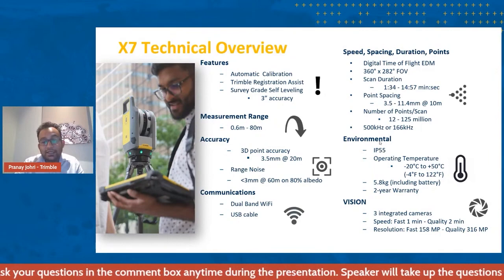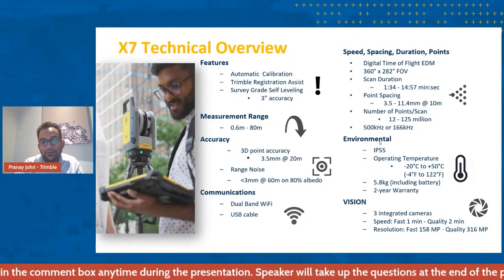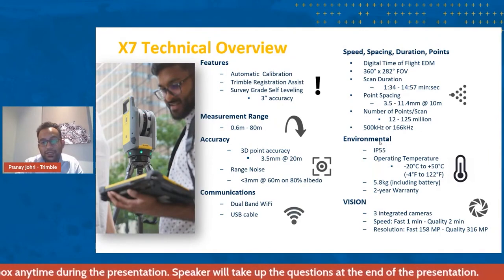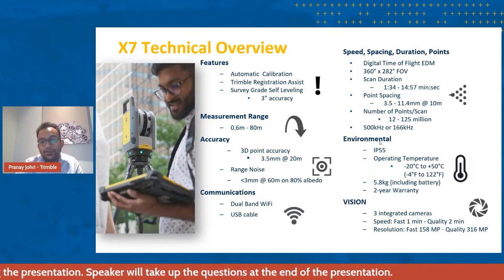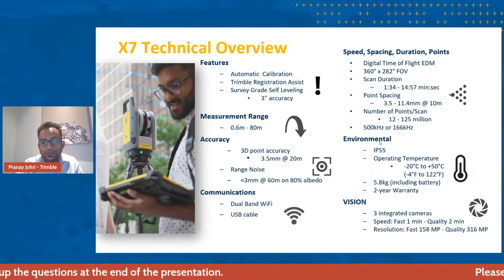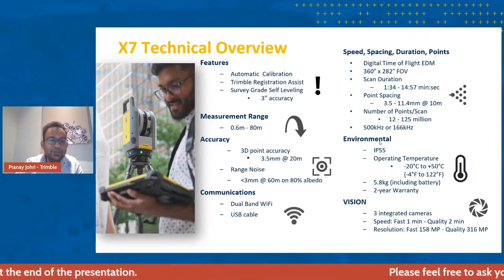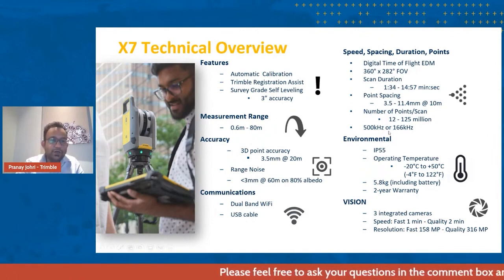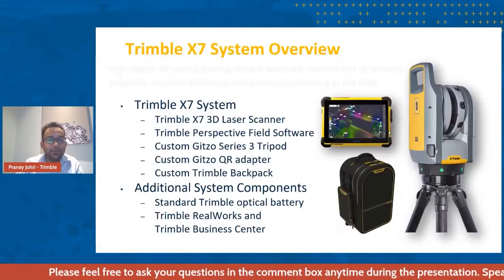IP55 rated, and it has a standard 3-year warranty. It comes with SDR imaging. You can take 158 megapixel to 316 megapixel quality images. Comes with three integrated cameras, and even the lowest setting scan, which is done in 1 minute, the data is still very much usable, very much clear, and very sharp point clouds.